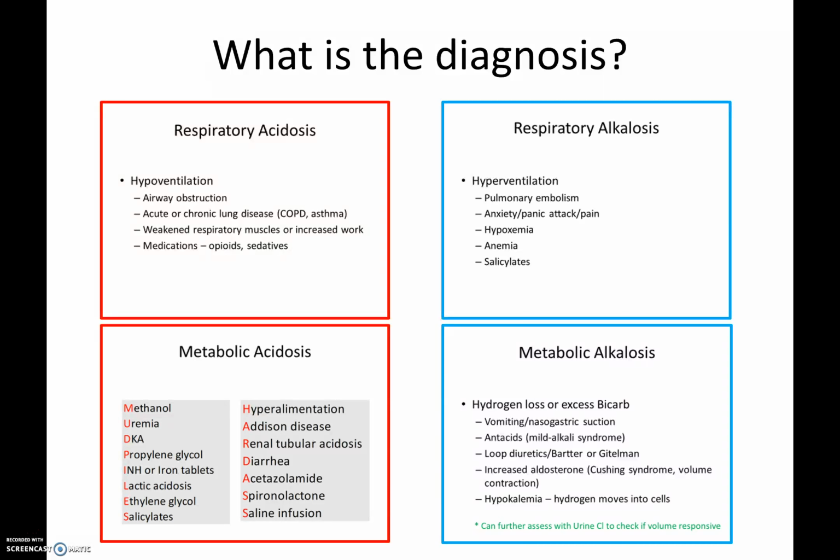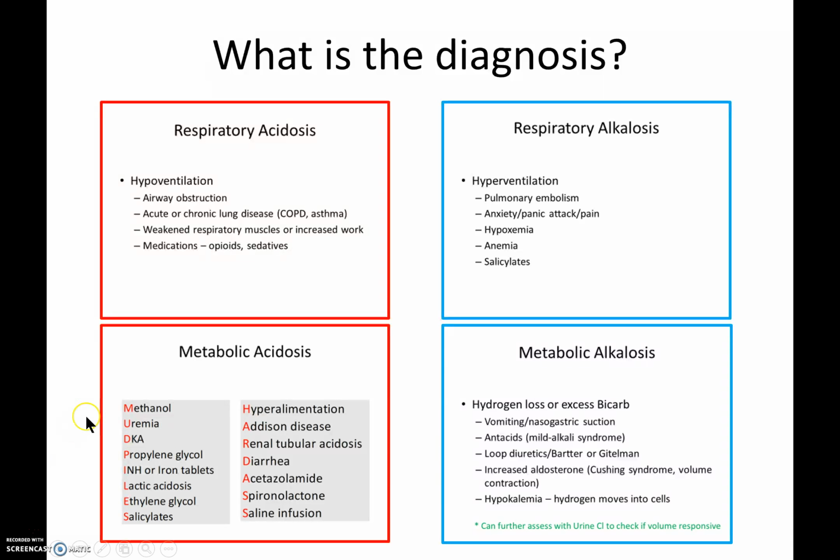So this slide is pretty comprehensive on the most common of the different diseases that you might encounter based on the primary disturbance. The respiratory alkalosis and acidosis are pretty straightforward. For respiratory acidosis, they're hypoventilating, so they are not blowing off that CO2 in an efficient enough manner. For respiratory alkalosis, they're hyperventilating, they're blowing off the CO2 quickly, and therefore increasing their pH.